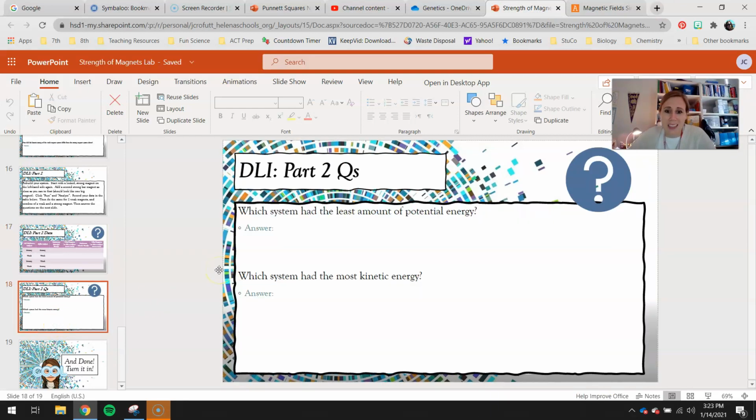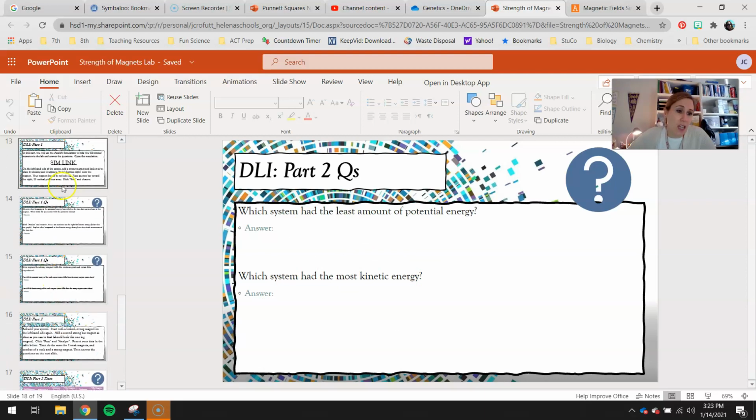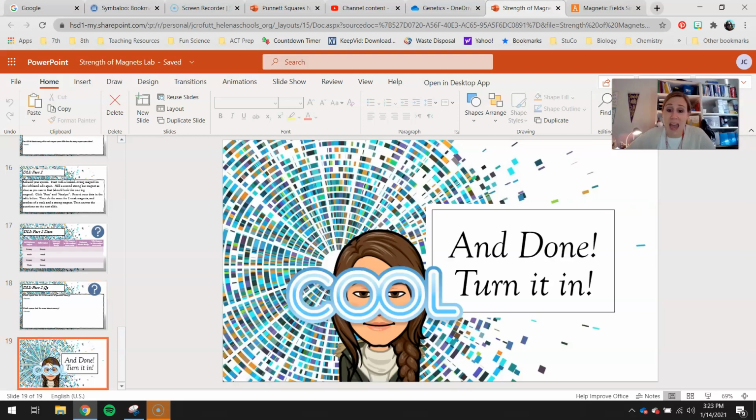And then which system had the least amount of potential energy in it, and which system had the most kinetic energy? Okay. Once you guys have finished just those slides 12 through 18, that's all you have to do on this assignment. You guys can go ahead and double check it, make sure it's complete, and turn it in.